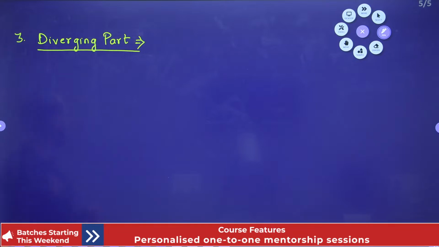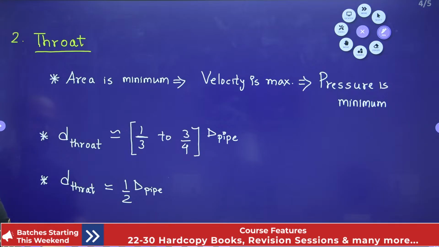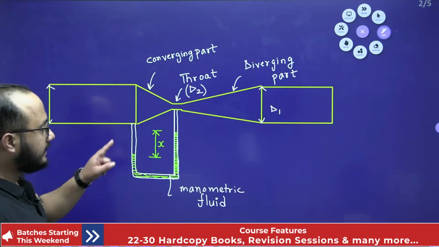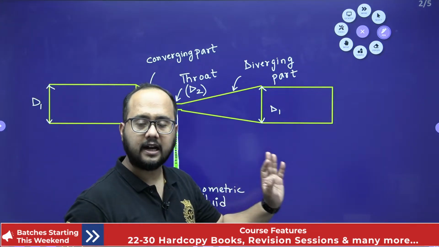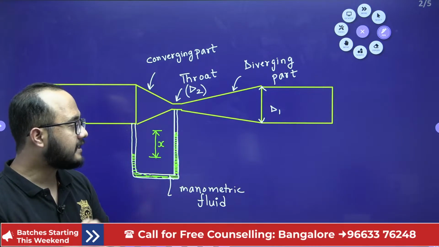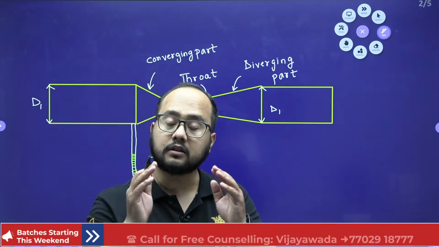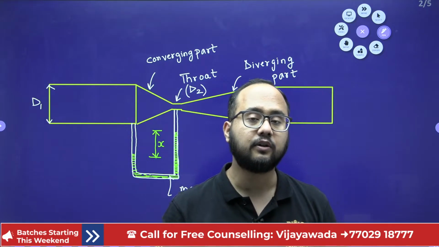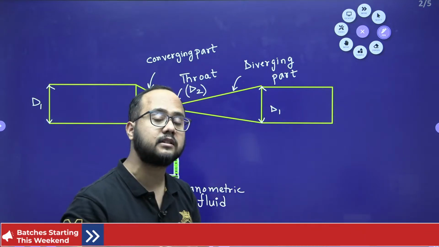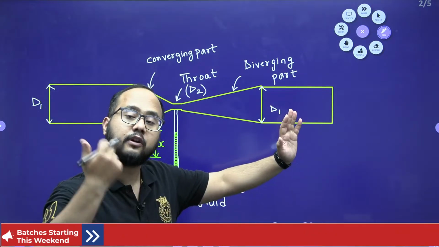Next, we'll discuss the diverging part. Everyone, please see the diagram here first. In the diverging part, you can understand the area is increasing. As the area increases, velocity decreases. And if velocity decreases, what is going to happen? From the continuity equation I can say velocity is going to decrease.